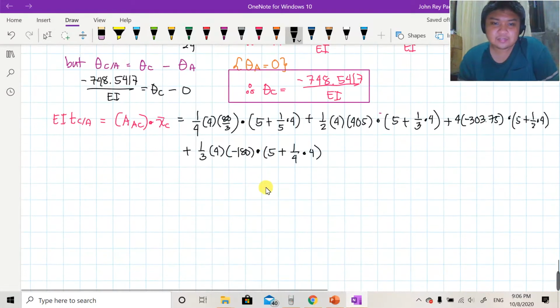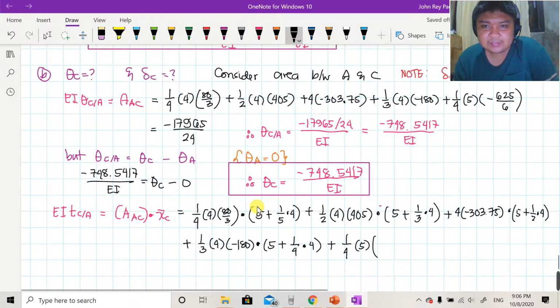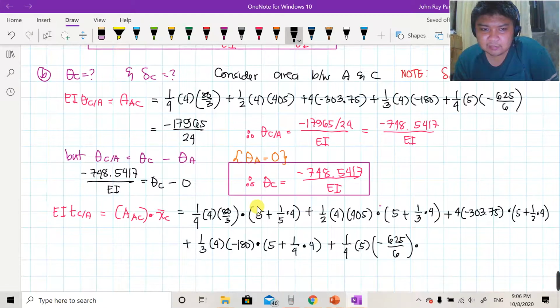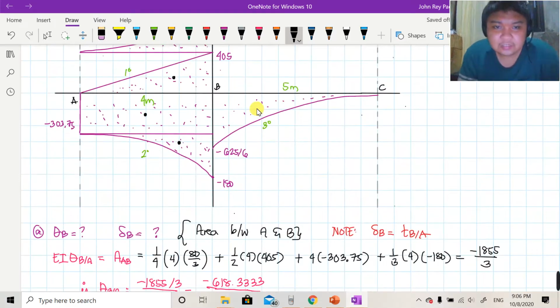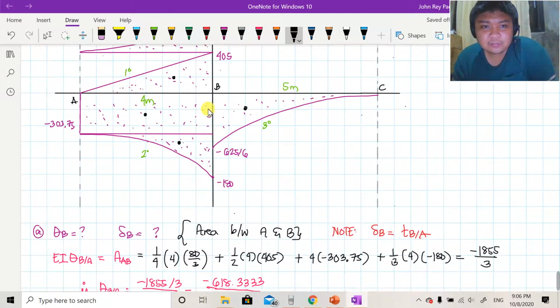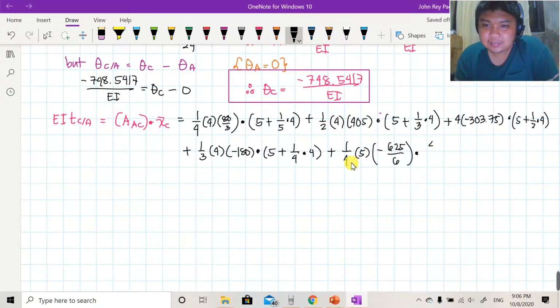Okay? So, lastly, dito na tayo, class, sa another spandrel, 1/4 ng 5, tapos negative 625/6. And ang kanyang moment arm ay magiging, so of course ito yung center of gravity niya, class. Ito 1/5 ng 5. Kaya lang since nandito yung vertex niya, class, 'di ba? 1/5 ito ng 5. So dapat yung distance niya ay 4/5 ng 5 meter. Okay? So ilagay natin siya as 4/5 ng 5 meter.